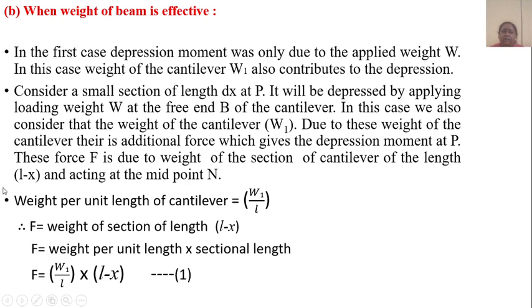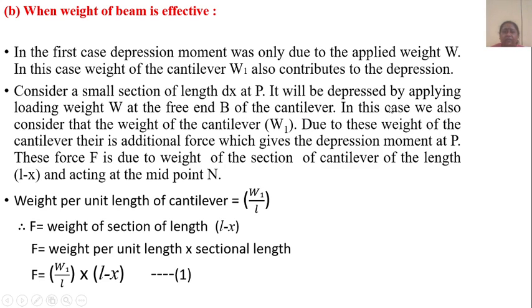Now, see the second case when the weight of the beam is effective. In the first case, the depression moment was only due to the applied weight W. In this case, the weight of the cantilever W1 also contributes to the depression. So, consider a small section of length dx at P. It will be depressed by applying loading weight W at the free end B of the cantilever.